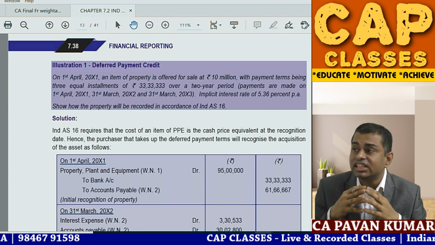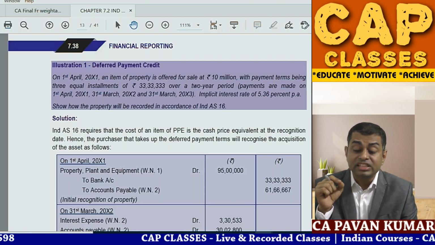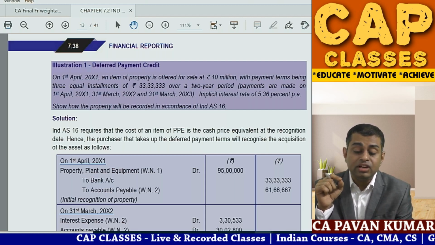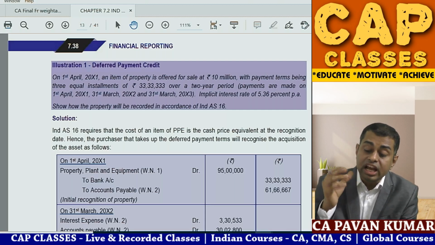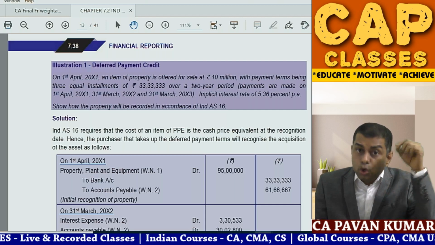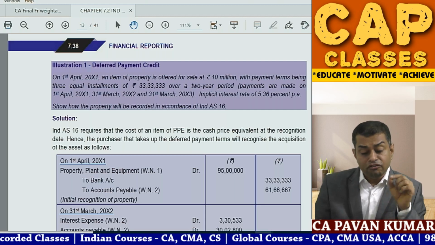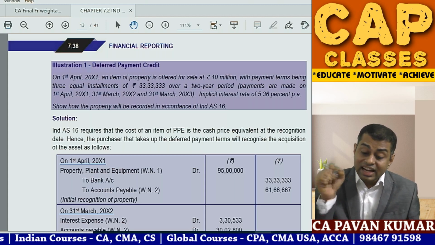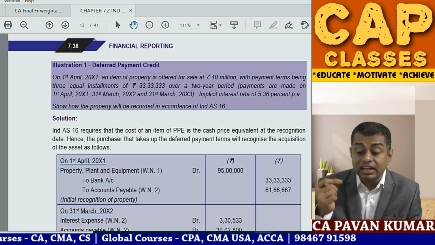Okay. So shall we see this question? On 1st April 2011, an item of property is offered for sale at 10 million with payment terms being 3 equal installments of 33,33,333 over a 2-year period. Payments are made on 1st April 2011. That means today you bought the asset and you paid one installment, 33,33,333. The second installment is paid on 31st March 2012. The third installment is paid on 31st March 2013.